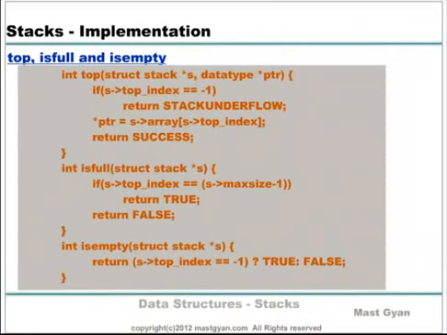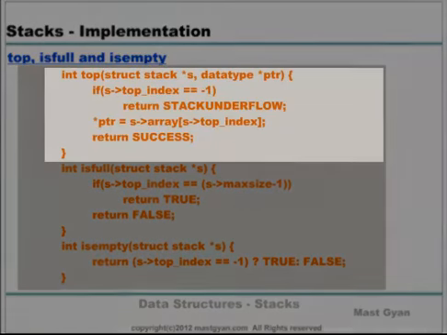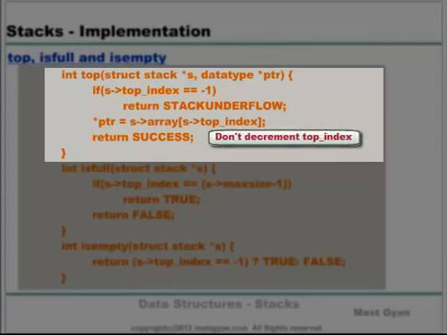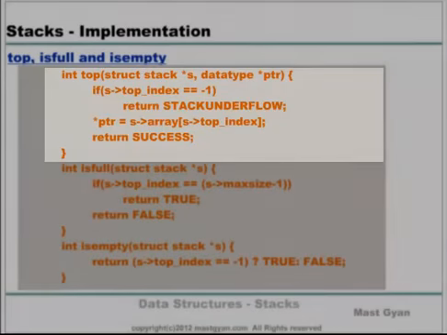Now let's look at some simple functions which can be used to perform some special operations on the stack. The first function is top. This function can be used to look at the top element in the stack without popping it. The logic for this function is same as a pop function, but here we don't decrement top_index field, which prevents the pop of the element.